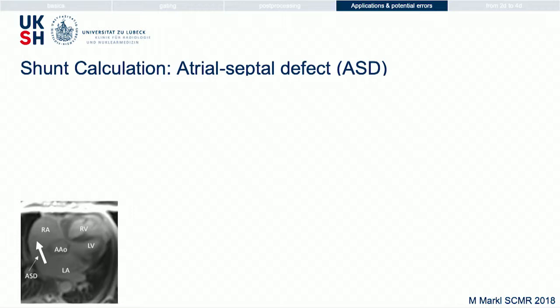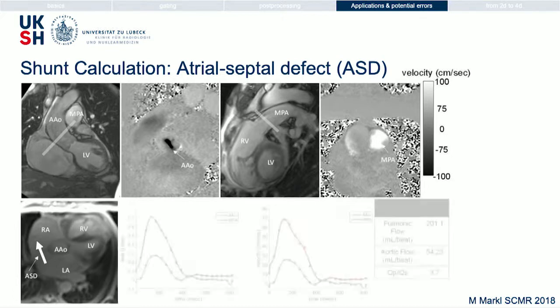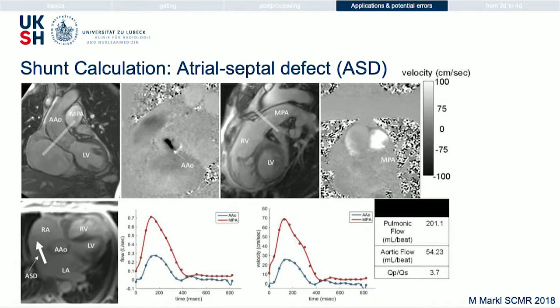And you want to know how much flow is going through this shunt. And you can measure that by phase contrast MRI by measuring the stroke volume of the right and the left ventricle. So you're measuring the flow volume in the aorta and in the main pulmonary artery. And then you can calculate the differences between both stroke volumes. And as you can see here, there's almost four times as much blood flowing in the pulmonary system than in the systemic system. So this is a very relevant shunt. Normally it should be equal.